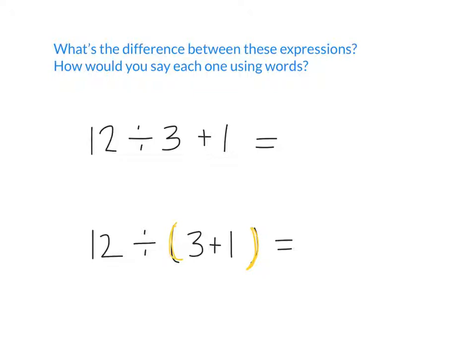Now, remember the order of operations? What do you always do first? What does P stand for? Parentheses. So if you were solving these math expressions, what would you do first in this first example? You would do 12 divided by 3. That's the part you would do first, right? But because this bottom one has parentheses, you would do 3 plus 1 first, wouldn't you?